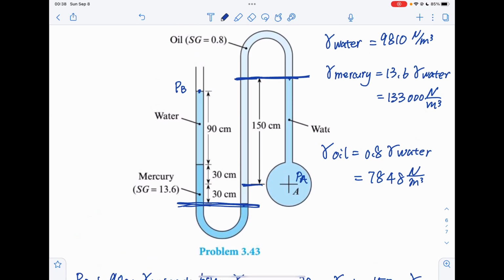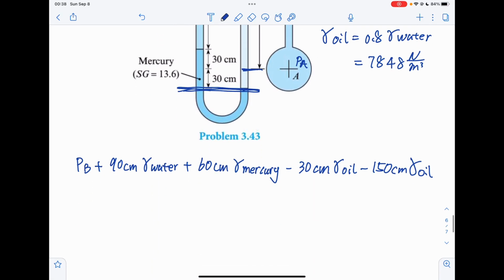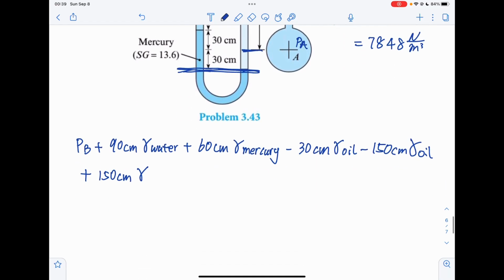Now we need to go down to point A. So we need to add that 150 centimeters of gamma water, and this equals the pressure at point A.